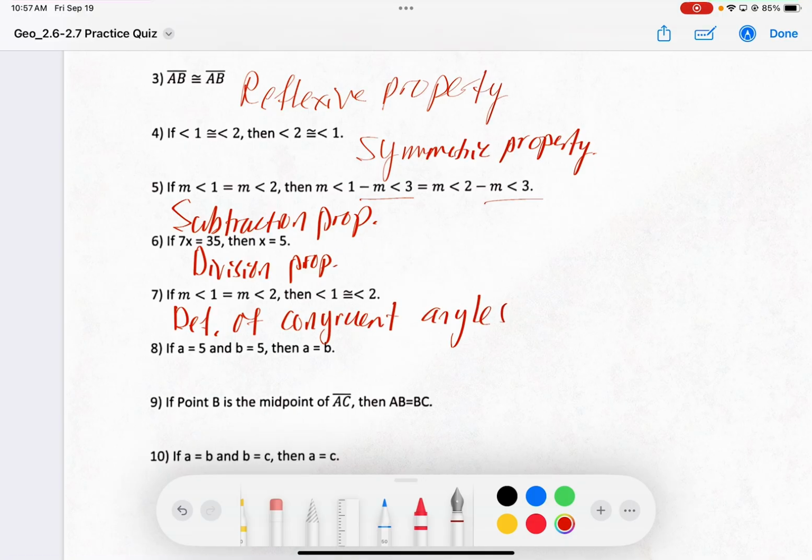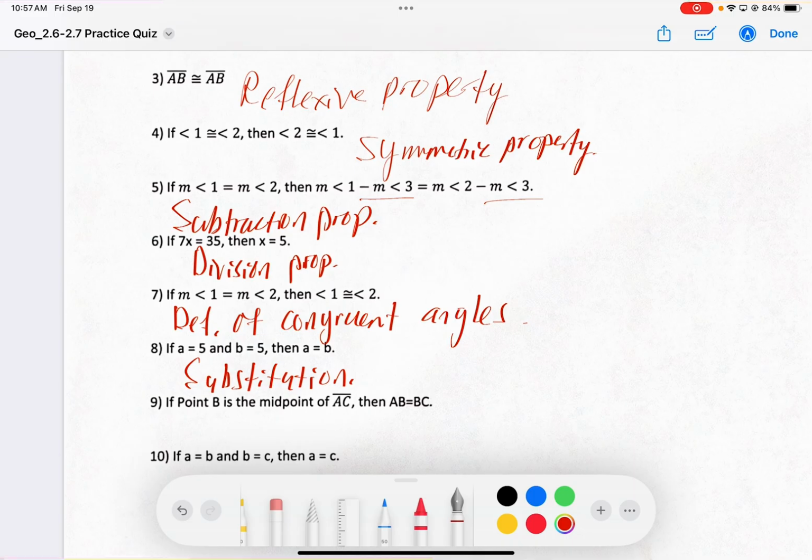If A equals 5 and B equals 5, then A equals B. Could use transitive. What other one? Substitution. Either one of those would be perfectly fine. I'm going to say substitution. Anytime we substitute a numerical value for letters, substitution is a good way to go.